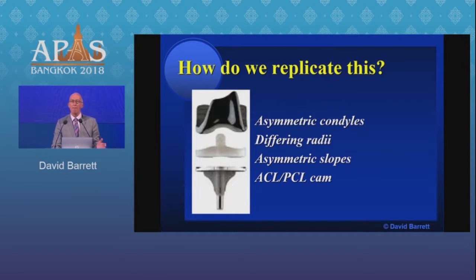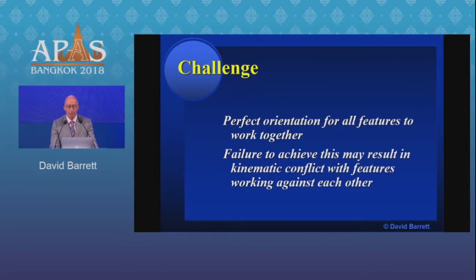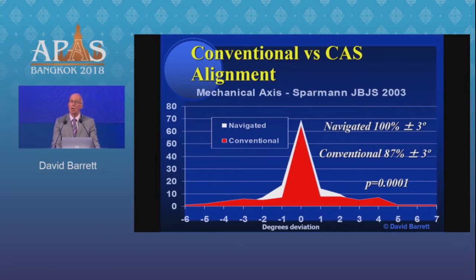Well, we can try to match exactly all those things I talked about: the asymmetric condyles, the differing radii, and a complex ACL, PCL cam. That means everything has to be in perfect orientation for the features to work together. If we don't get everything right, that results in a kinematic conflict. So making a very complex knee may actually lead to kinematic conflict, with the features working against each other.